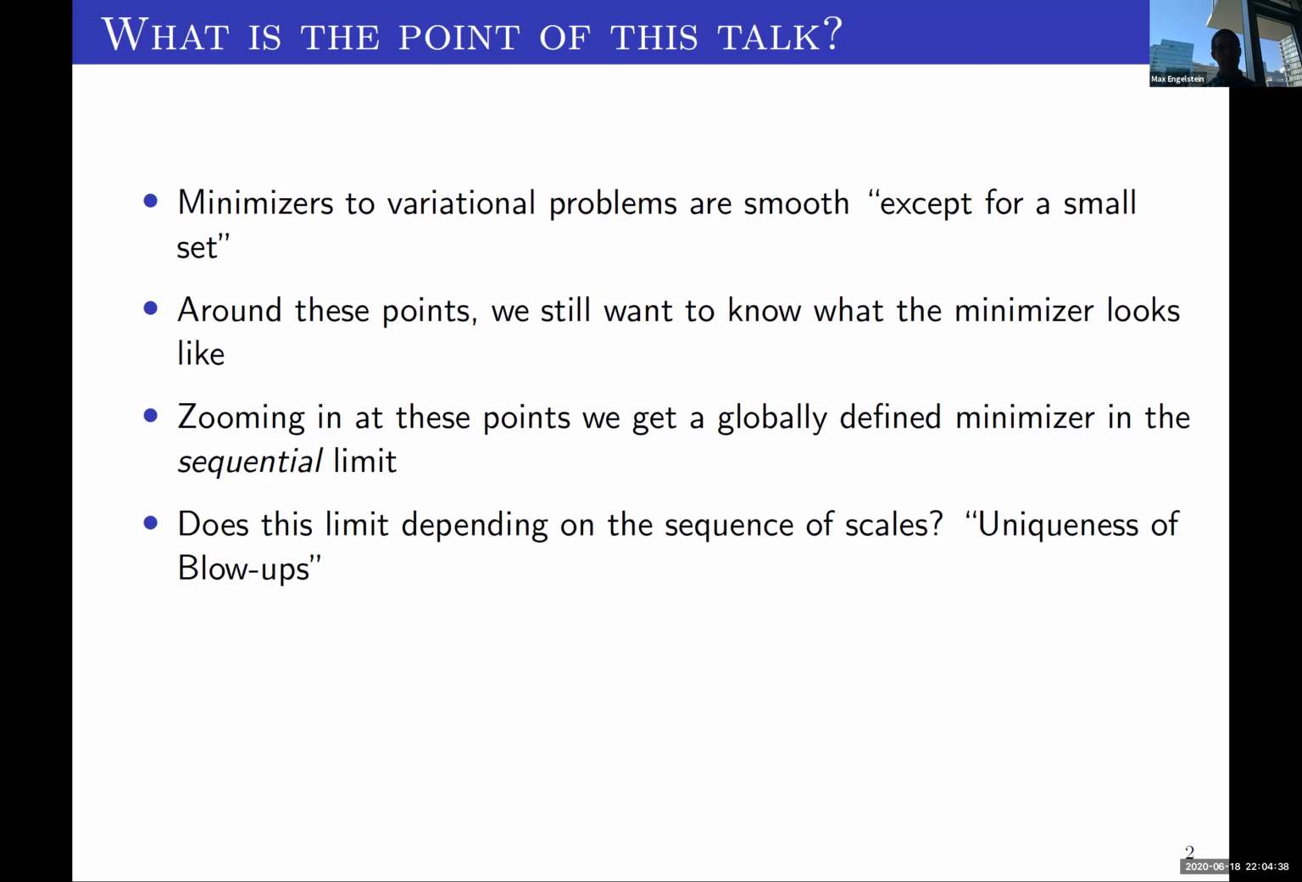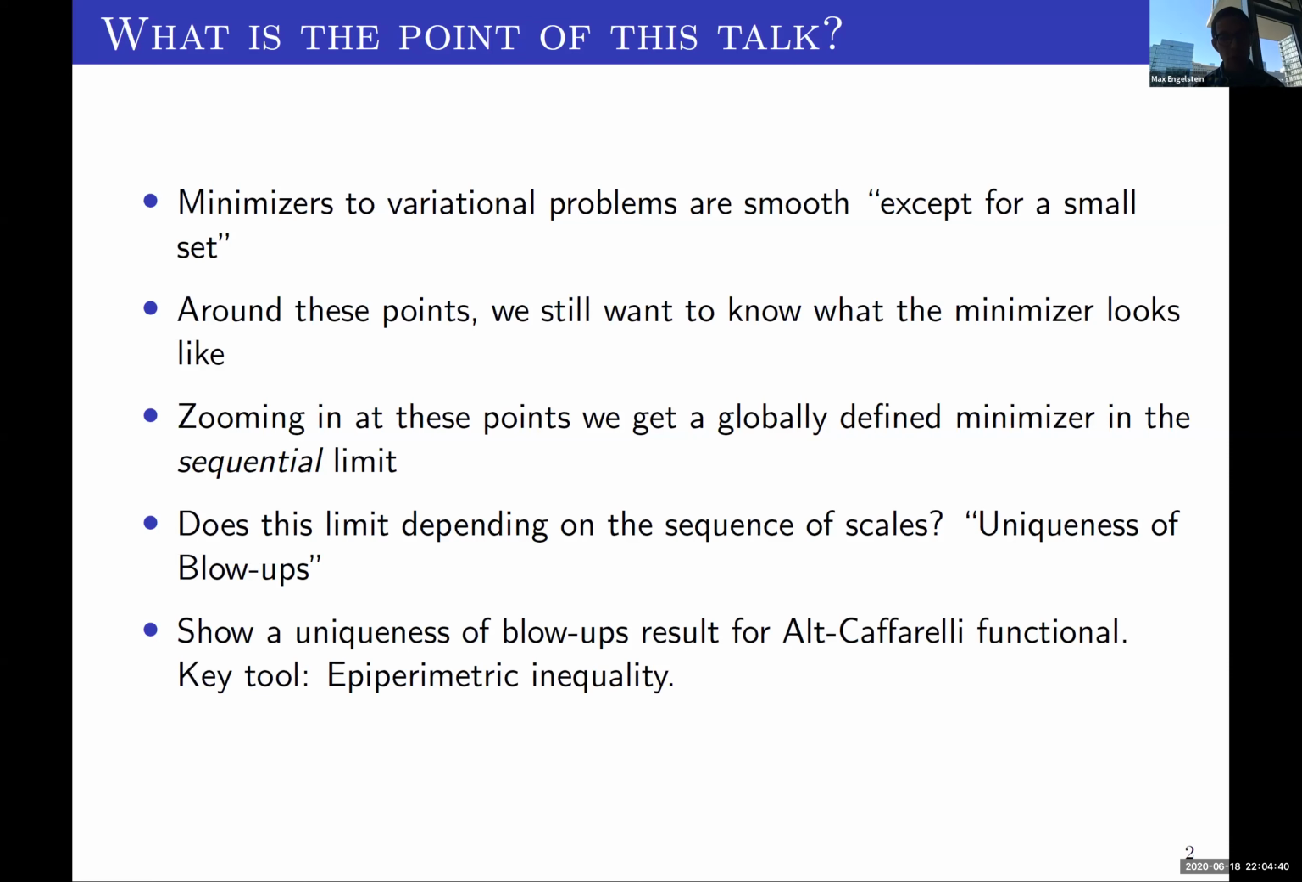And the main result is that we show that there is uniqueness of blowups for isolated singularities for these Alt-Caffarelli type functionals. And I'll give a little bit more information about what these functionals are and why you should care. And the key tool is something which is called an epiperimetric inequality, which is interesting because it uses the variational structure as opposed to the associated Euler-Lagrange equation. So maybe this is what you should take home from this talk if you take home anything.